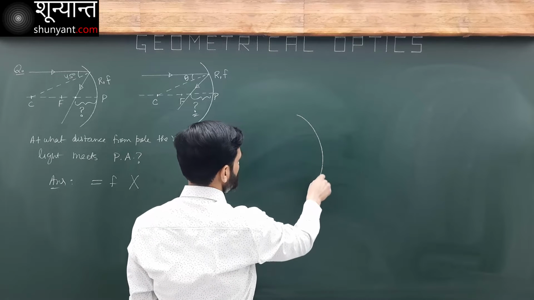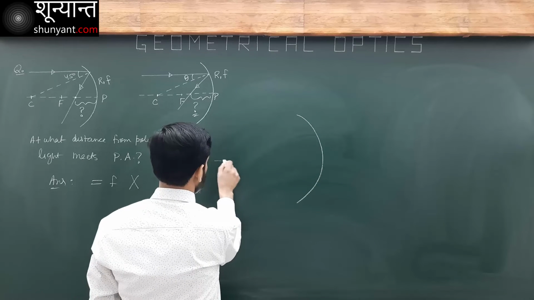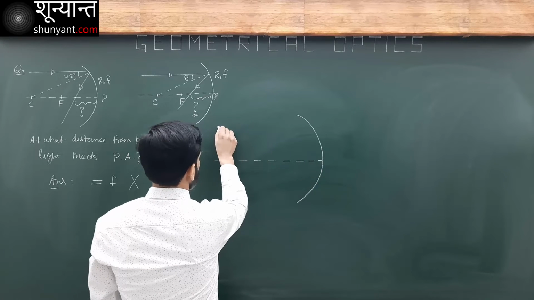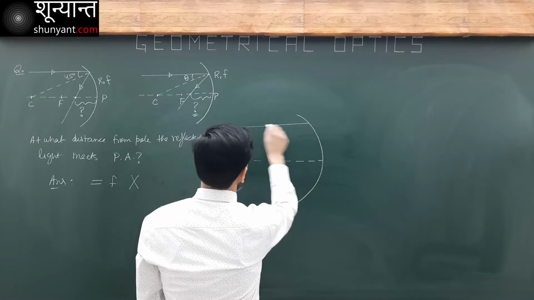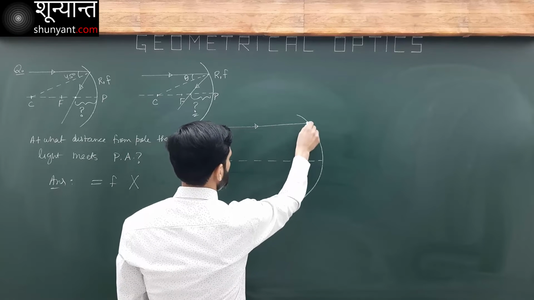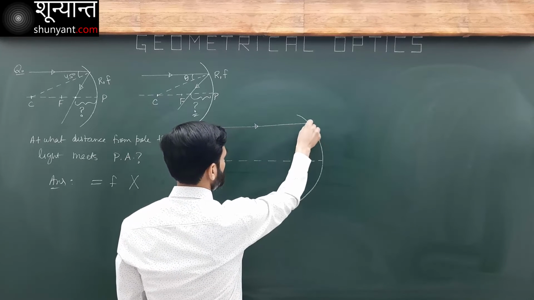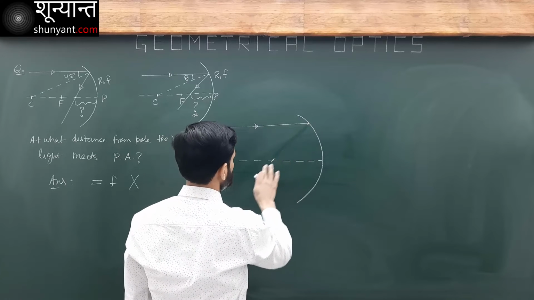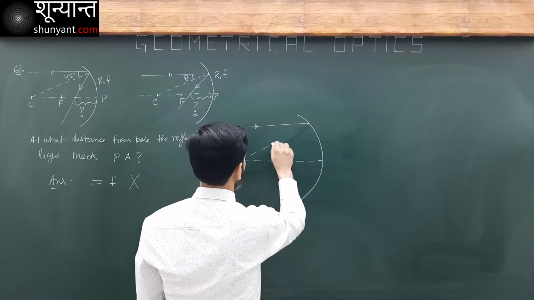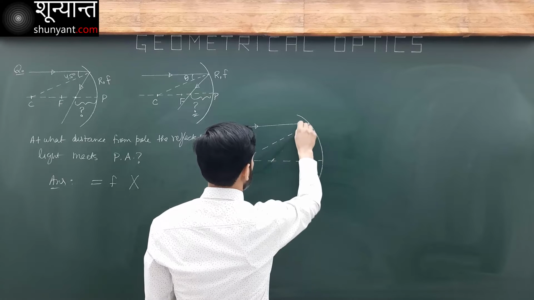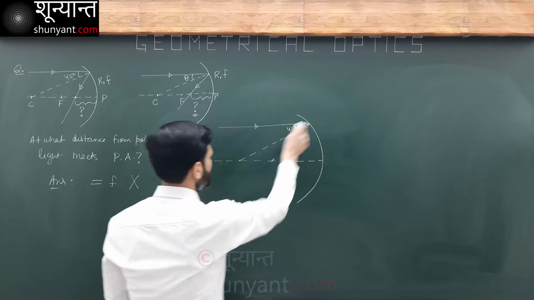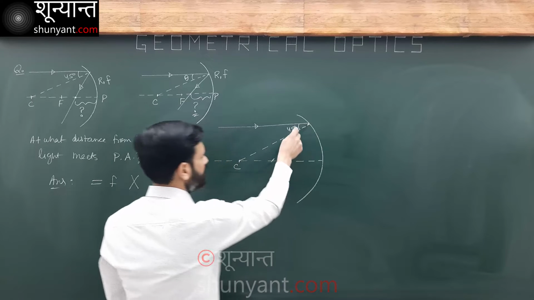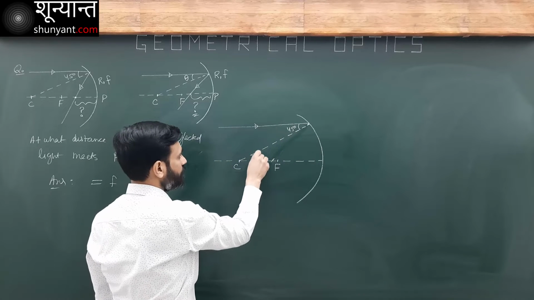Let's look at the first case here. This is my first case. This is the incident ray, and this is 45 degrees. Let me take this as 45 degrees. This is the angle of incidence. This is my center, and the focus is somewhere here. If this is 45, this is also going to be 45.